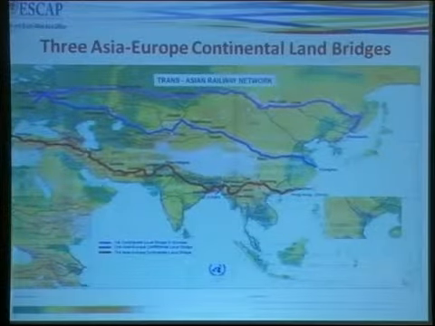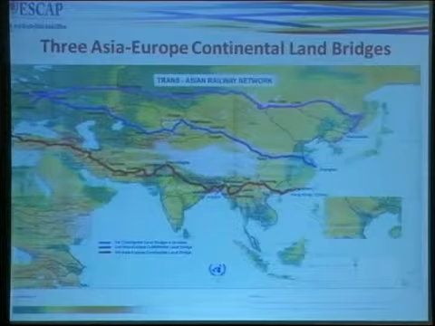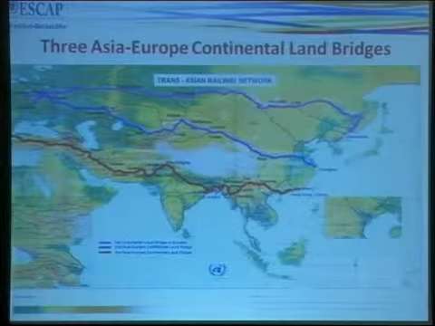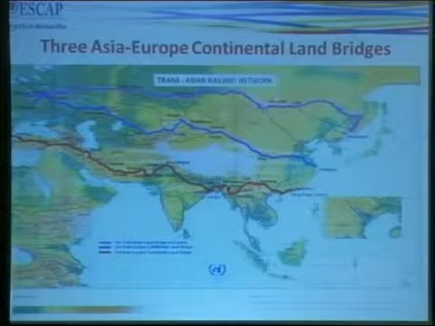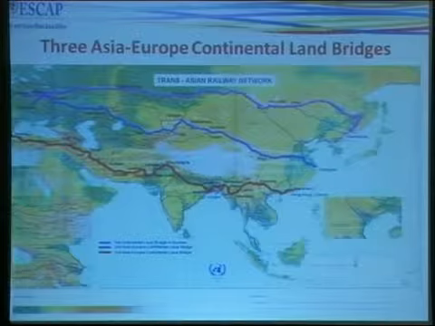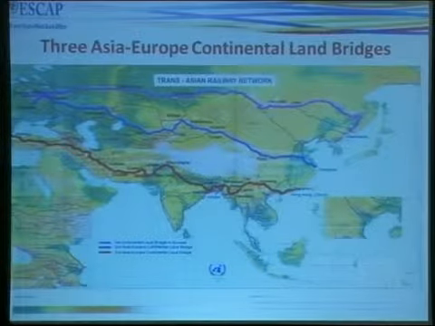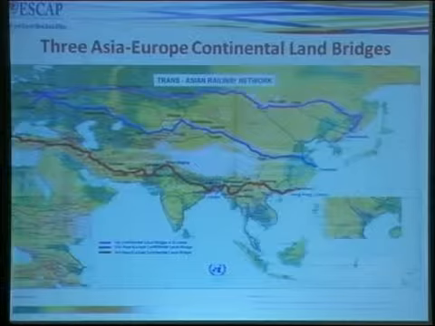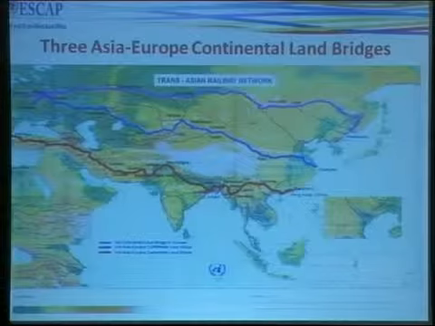And this is a map which I wanted to share with you. This map was developed in the ESCAP Transport Division some years ago when we conceived of three major Asia-Europe continental land bridges. The first one was the Trans-Siberian Express kind of route from Vladivostok connecting to Moscow and beyond. The second one was conceived as Shanghai to Almaty and beyond into Europe. That also became operational a couple of years ago. And the third one was conceived from Istanbul to Shenzhen in China. And what we are talking about today is going to implement the third vision that ESCAP had laid down many years ago.